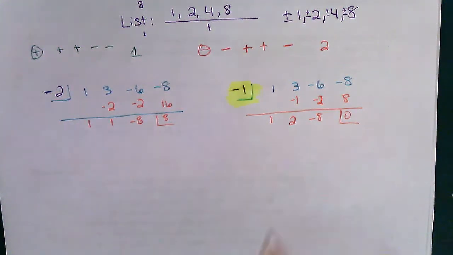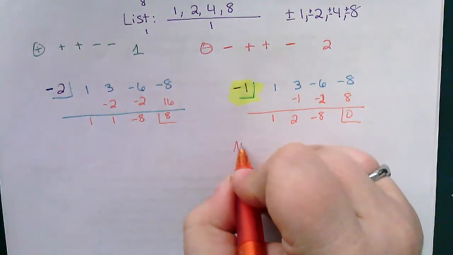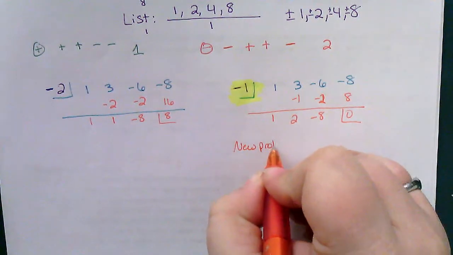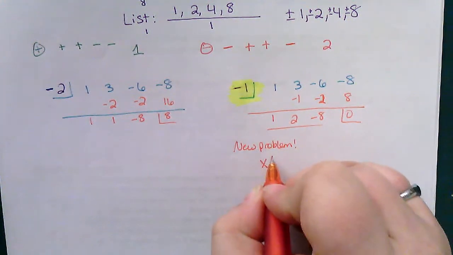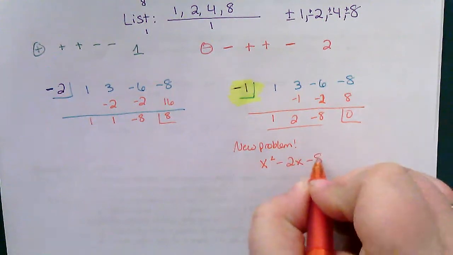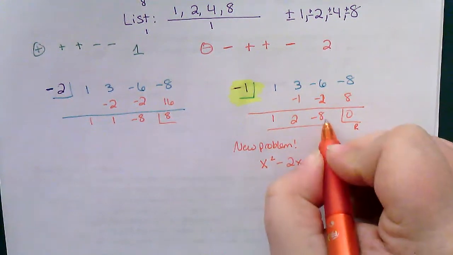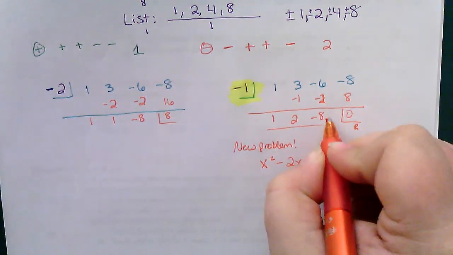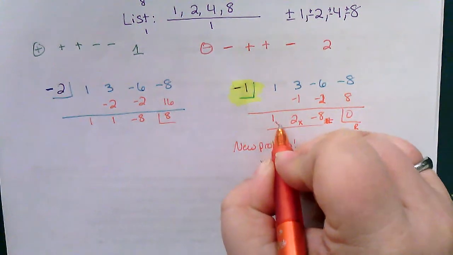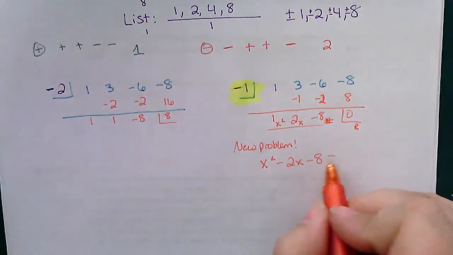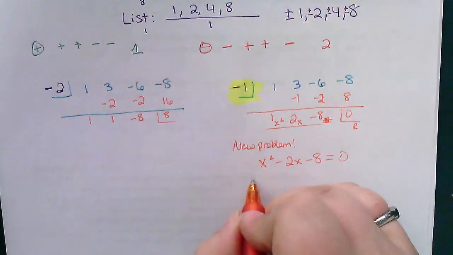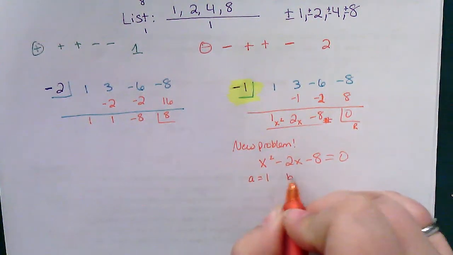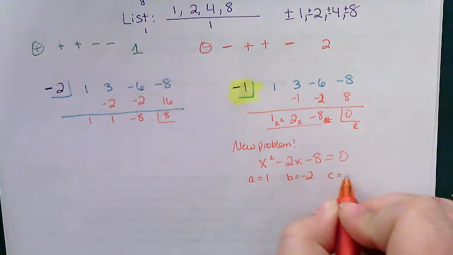And now our new problem is this, x squared minus 2x minus 8. Because remember, this is the remainder, this is the number, this is the x, and this is x squared. And since it looks like this new problem is quadratic, I'm going to go ahead and do quadratic formula again. A is 1, B is negative 2, and C is negative 8.